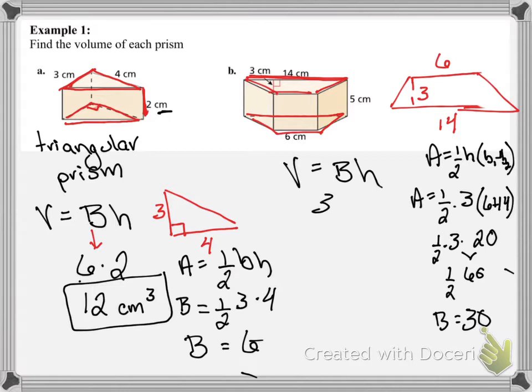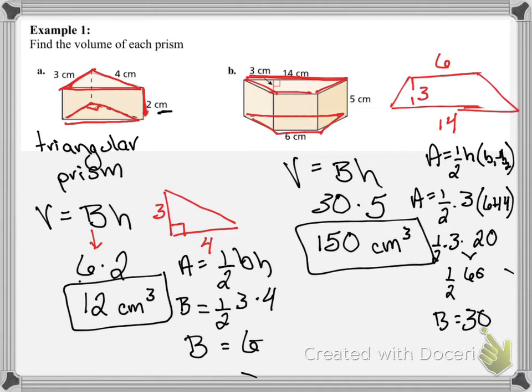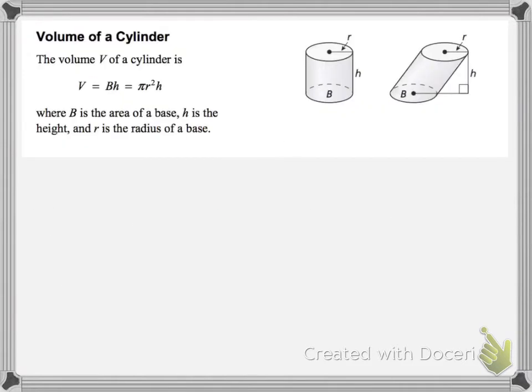So the area of my base is 30 times the height of the prism. The height of the prism right there is 5. It's 5 units high. 30 times 5 is 150. My units here again are centimeters, so it would be cubic centimeters, centimeters cubed.